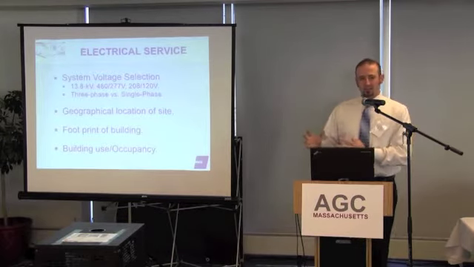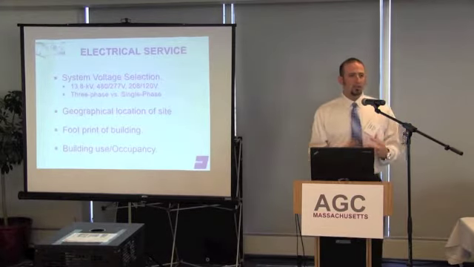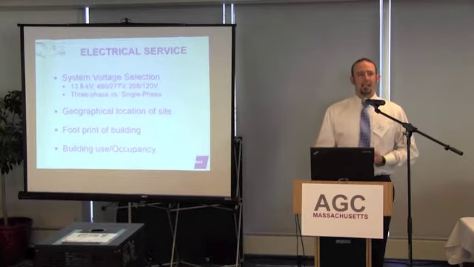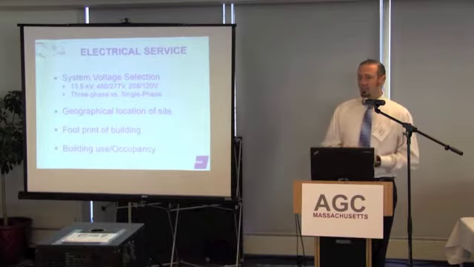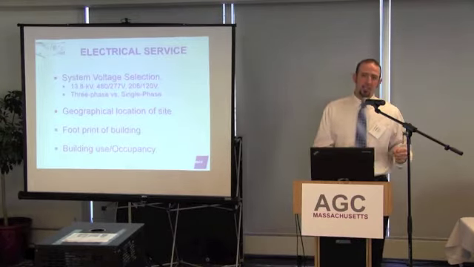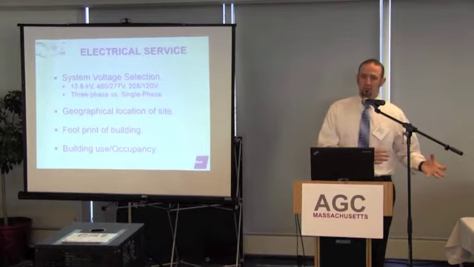The other part of the system selection is the geographical location of the building. Once you select a building, where it is located, whether it be in the city of Boston, in a rural area, or in a town, each area has a distribution system. For example, in the city of Boston, there's a 13.8 distribution underground. So every building is going to have a 13.8 input, a utility transformer, and then you can select the output voltage to that.